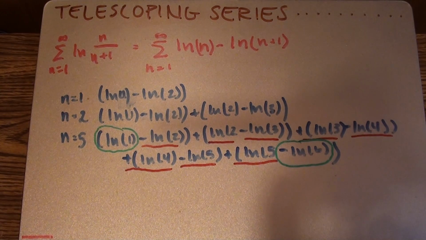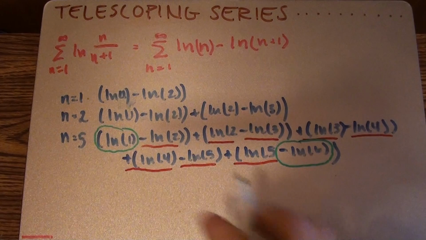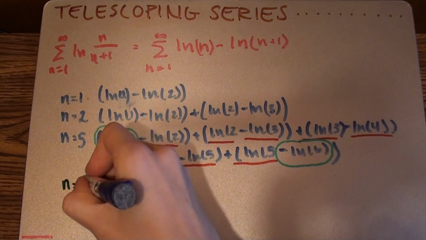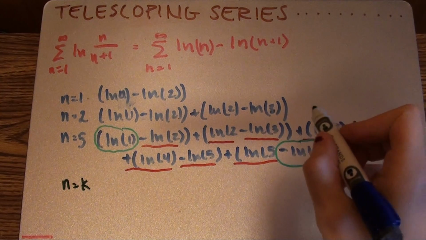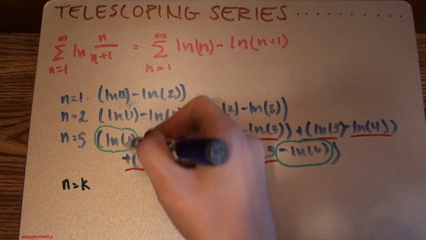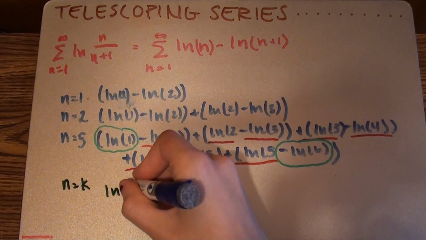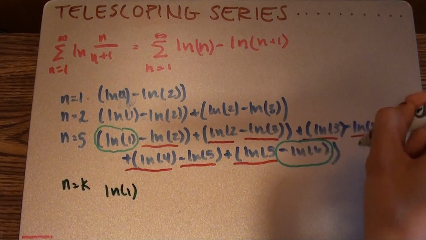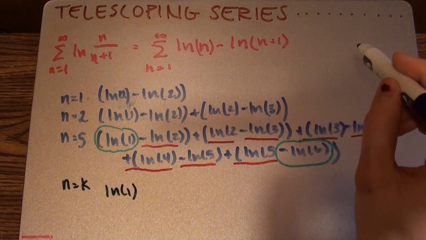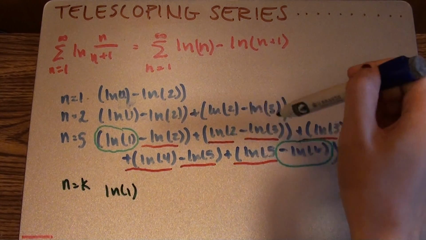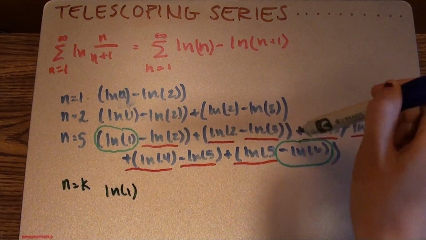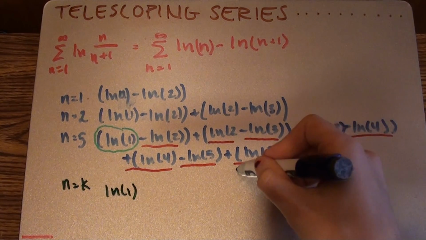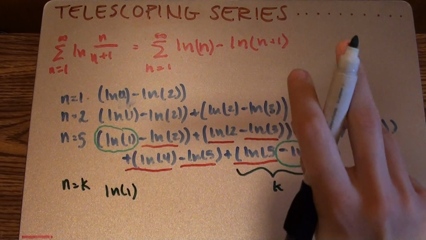Now that we see a pattern, let's try to write it out for some arbitrary number. Let n equal k. When n equals k, we're going to have left our first term, which is the natural log of 1. Now we have to look at the last term. If we write this term in terms of k, what would it be? Here's our first term, our second, our third, our fourth, and our fifth. This is our last term, our kth term.